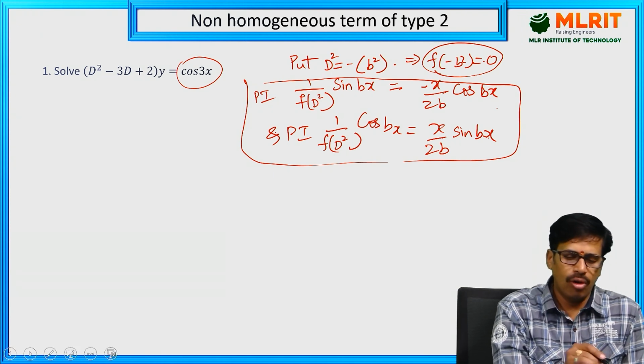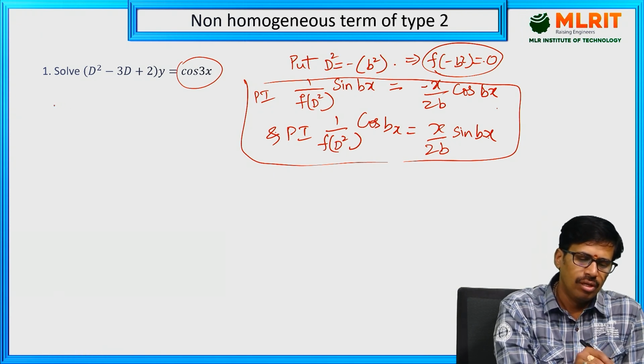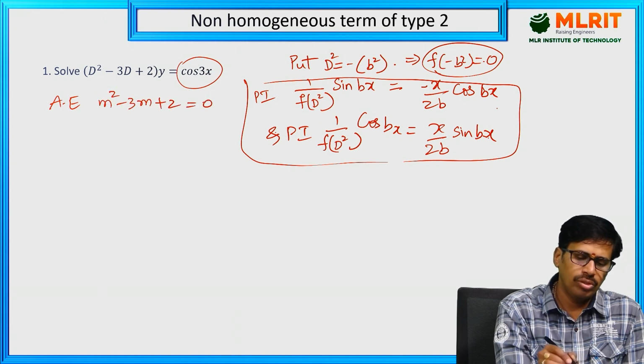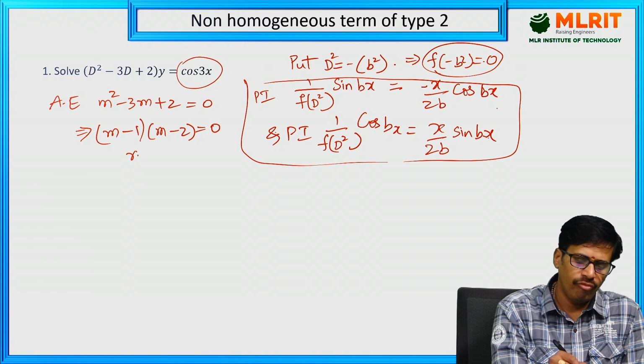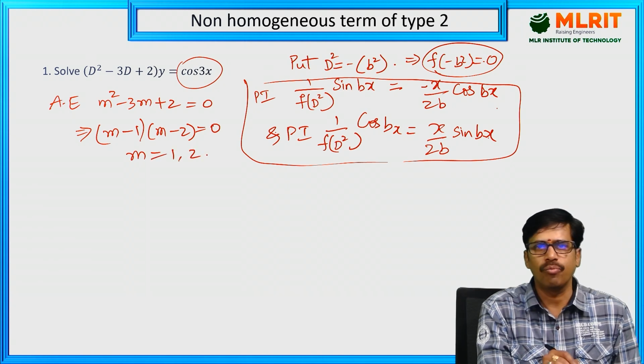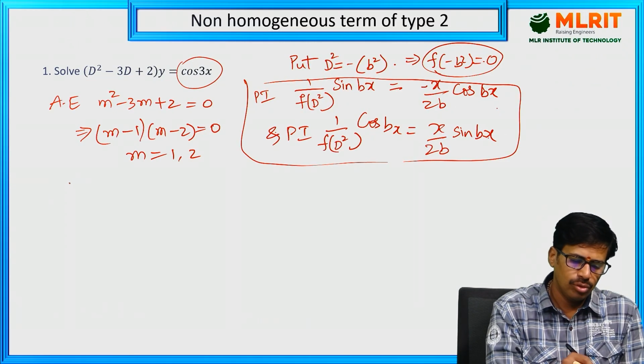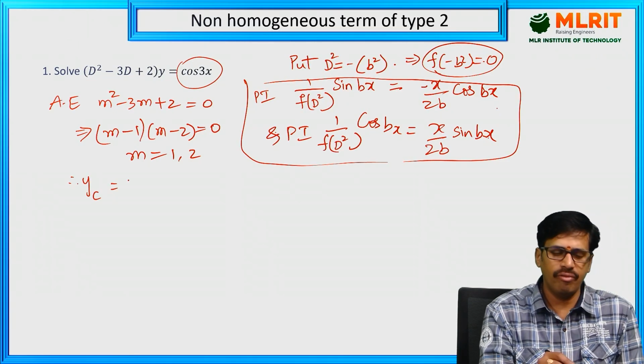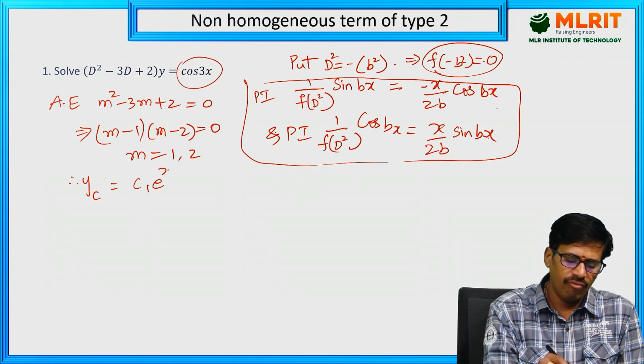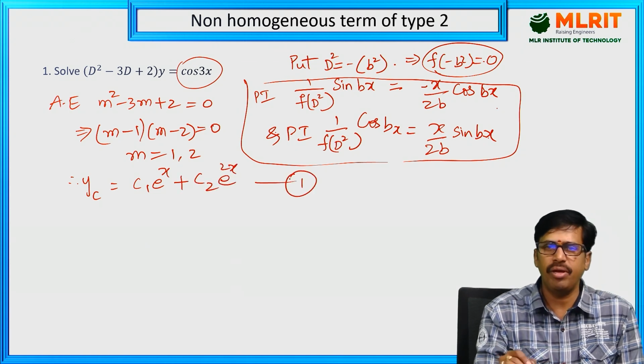Now first let us find the complementary function. What is the auxiliary equation? m square minus 3m plus 2 equal to 0. This can be written as m minus 1 into m minus 2 equal to 0. So we get two roots, 1 comma 2. Both are real and different roots. So the complementary function is c1 e power x plus c2 e power 2x. Let it be equation 1.